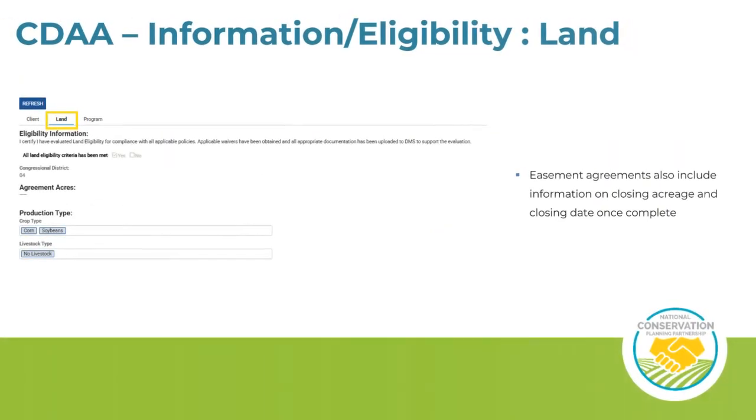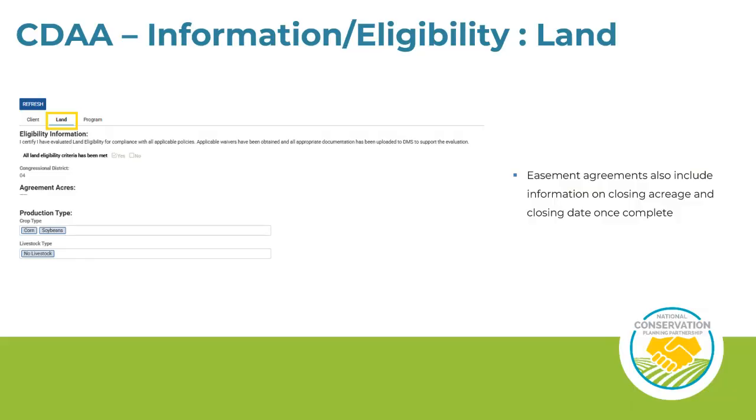The next tab we have here is the land tab. This is primarily set during the application phase. You could update it during a modification if needed. The land eligibility gets set manually when you're first making your application. It's based on applicable program requirements, and so that's going to vary, and the user would need to know those before setting that. Easement agreements do also include information here once an easement closes to show the closing date and closing acres associated to that agreement. Next slide, please.